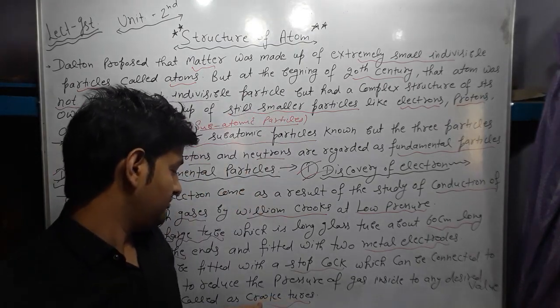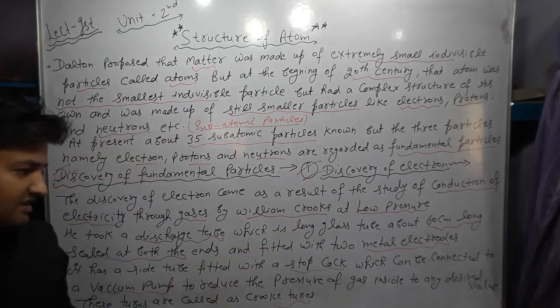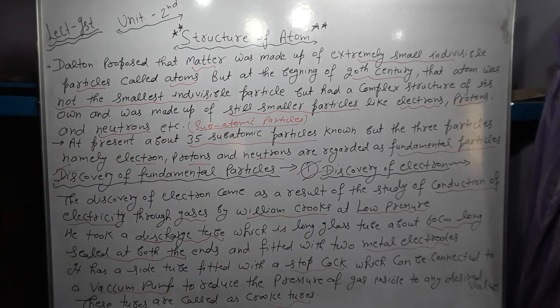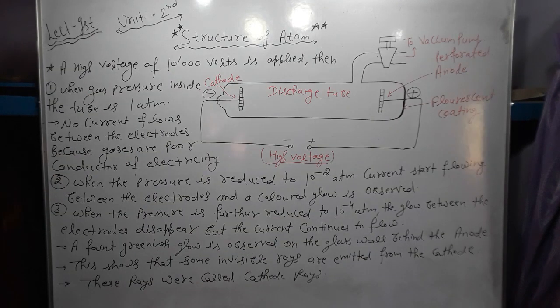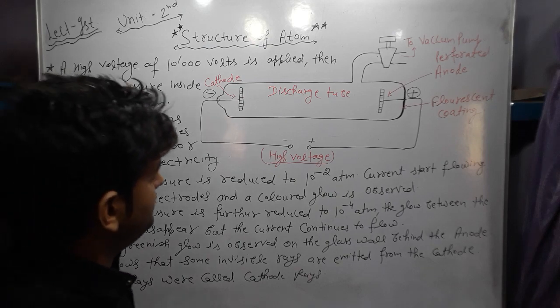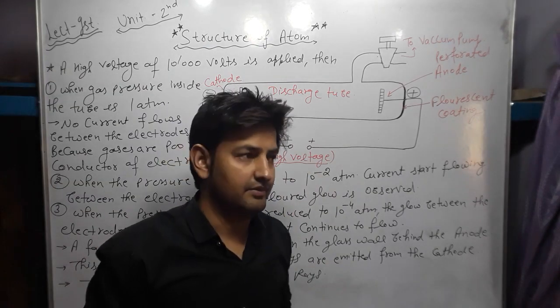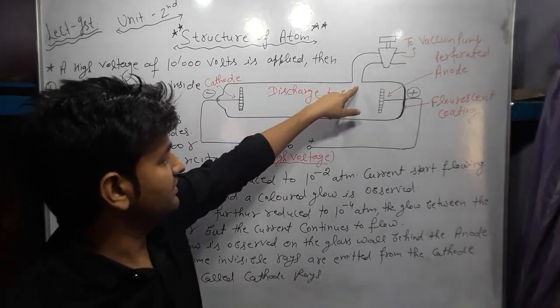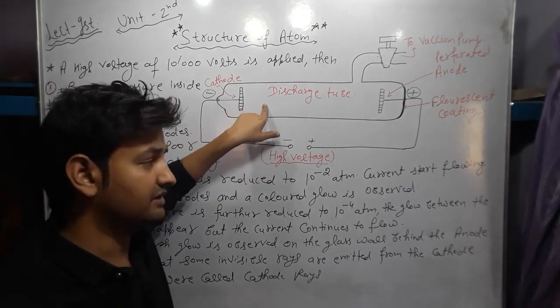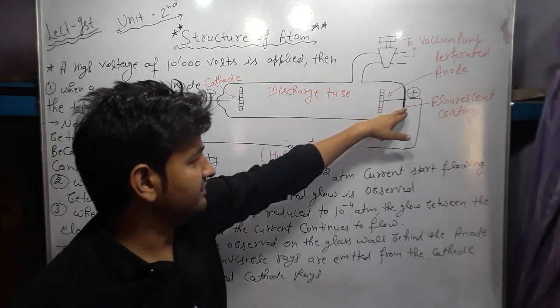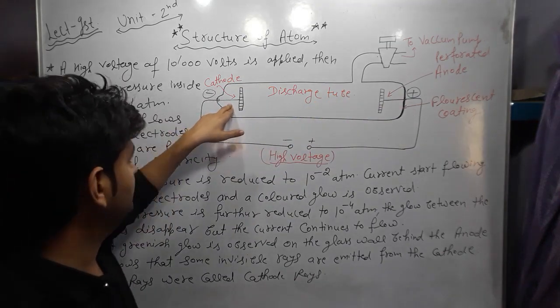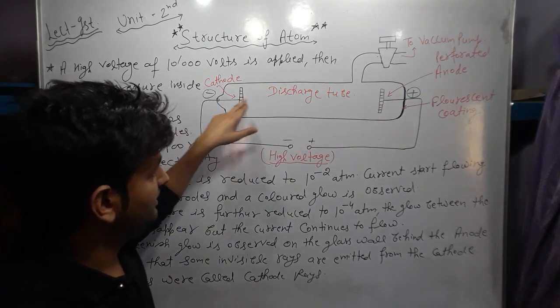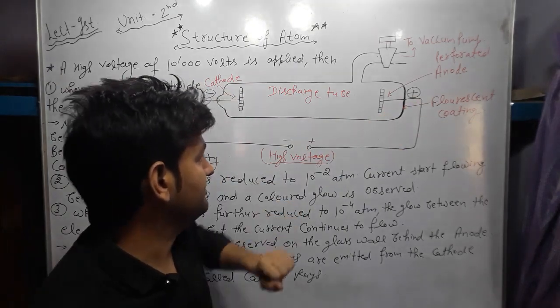These are named after the scientist. So this is the setup of this experiment. Okay students, this is our discharge tube experiment. According to this, a discharge tube made of glass, 60 centimeters long and sealed at both ends. This is the negative terminal and this is our positive terminal.